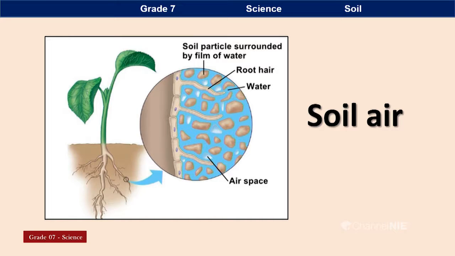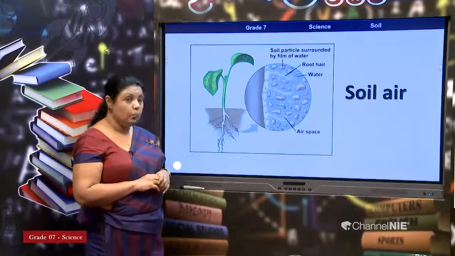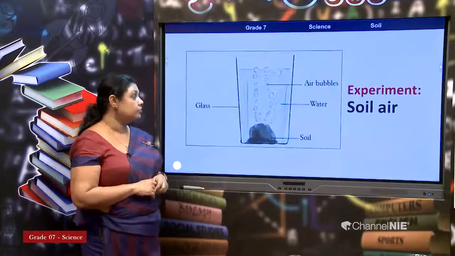So, when you take the soil, these brown colored particles are the soil particles. Air spaces are there and blue color you can see water. So, now you can understand inside the soil particle, among soil particles, air spaces are there, water is there. Actually, these are called root hair. It comes out and it remains there. So, these are the main things we can find here.